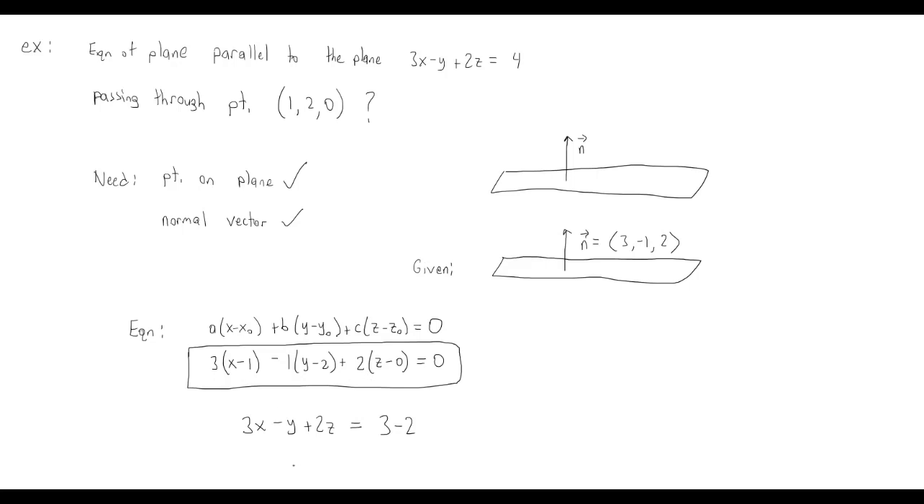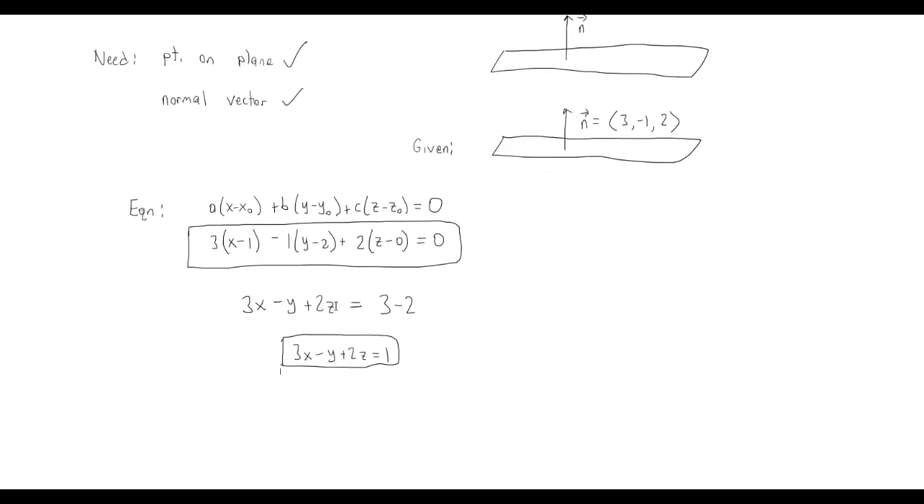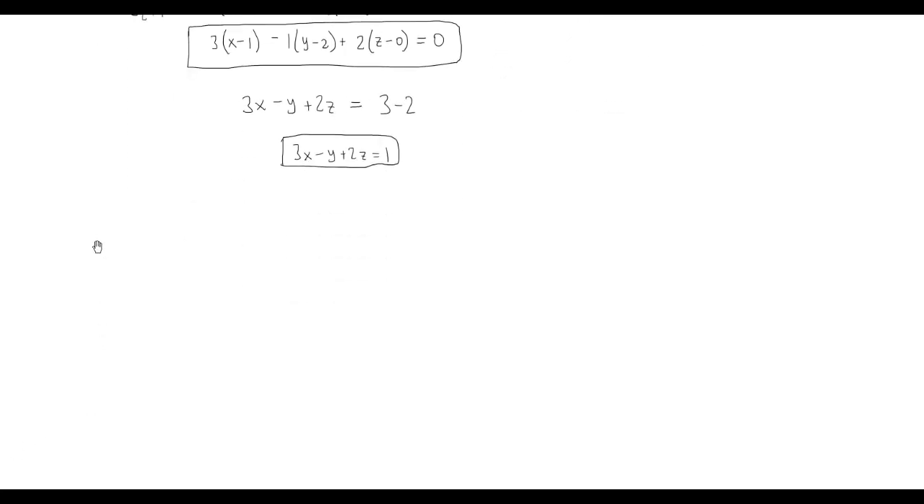And so you can also rewrite the equation as 3x minus y plus 2z equal to 1. So these would both be acceptable answers in this example. Alright, so for the rest of the review, I'm just going to be doing more examples of getting equations of planes and maybe a few about lines as well.